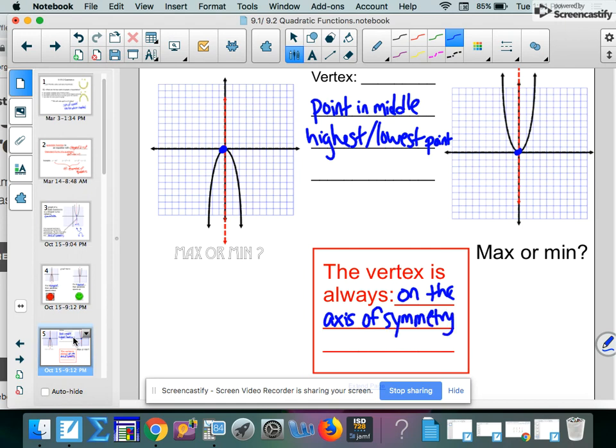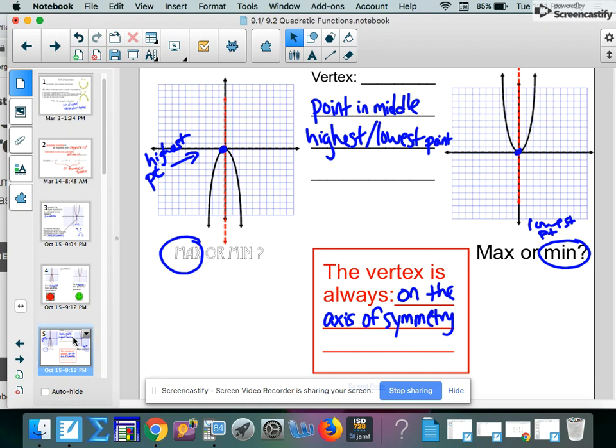Okay. So we want to talk about max or min. Max is if it's a high point, min is if it's a low point. So if you look at this graph, it is the highest point. So it is the max. In this case, it is the lowest point. So it is a minimum. Minimum means the lowest. Like minimum to pass is a 65%. It's the lowest you can get.